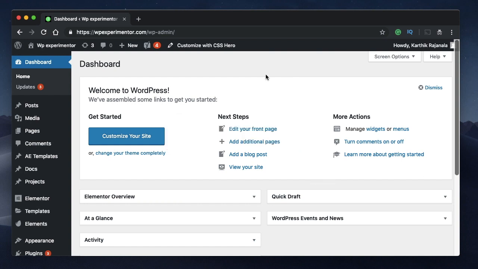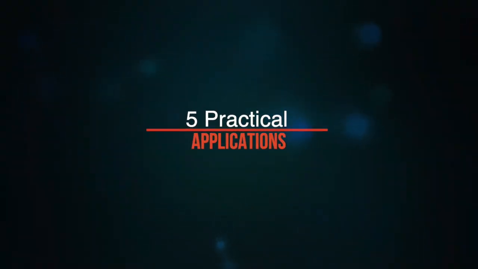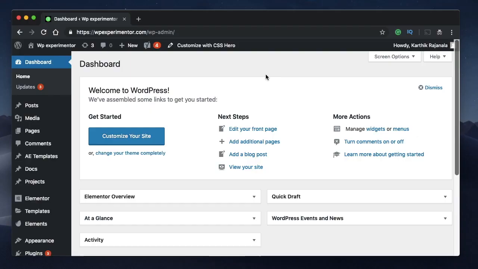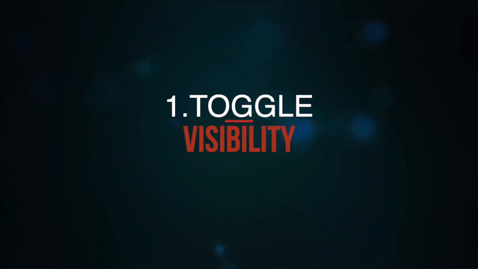I've already taught custom breakpoints in another tutorial. I'll leave a link to that in the description, so if you want to check that out, go ahead. In this video, I'll show you 5 practical applications of custom breakpoints. Coming in at number 1 is to toggle visibility of elements. It can be a section, column or a widget.